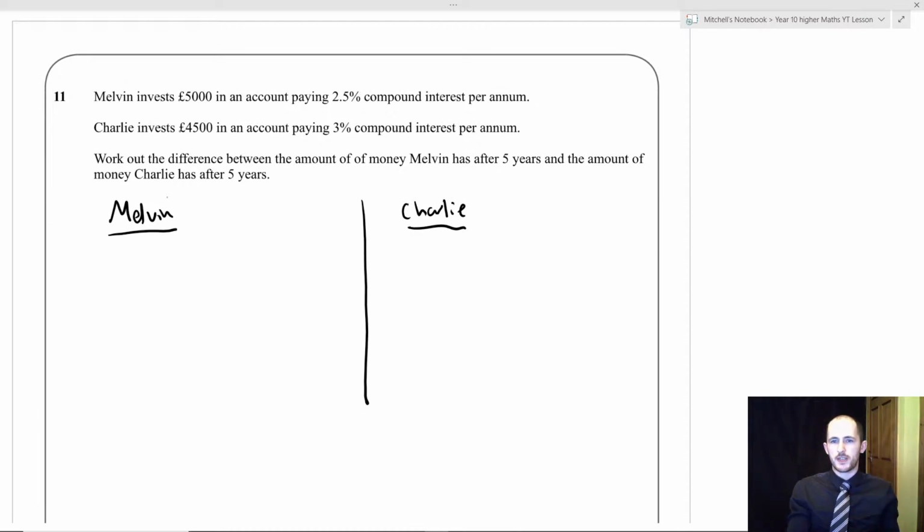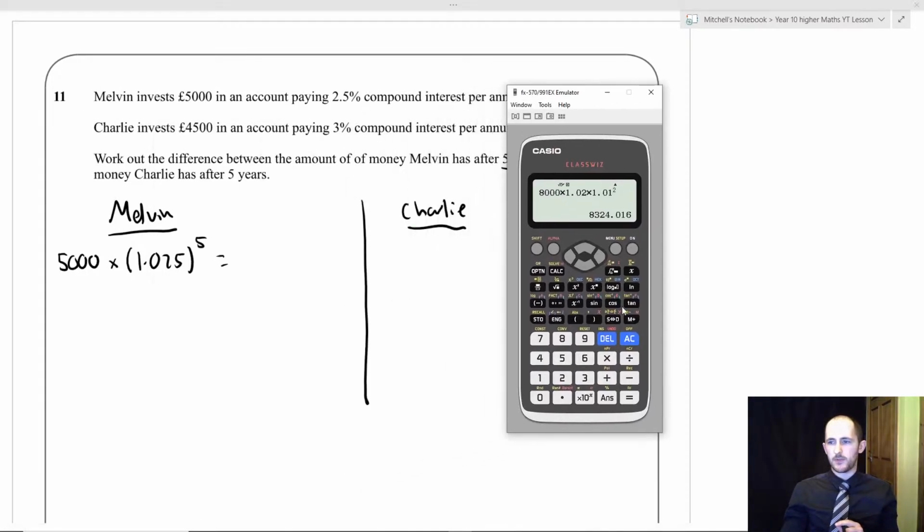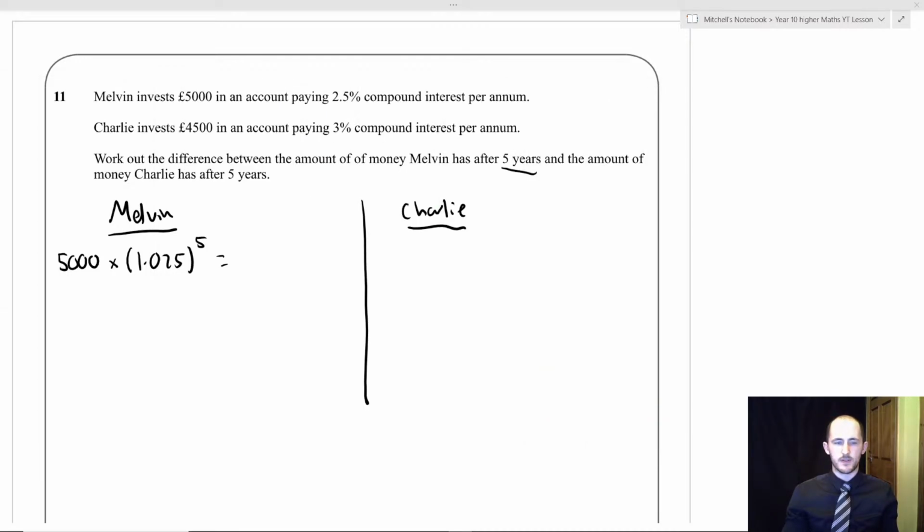It's not too tricky. So Melvin, he has £5,000. The interest rate is 1.025. Number of years is 5 years. There we go. Same as what we've done before, okay? So 5, 1, 2, 3 times by 5. 5657.04.